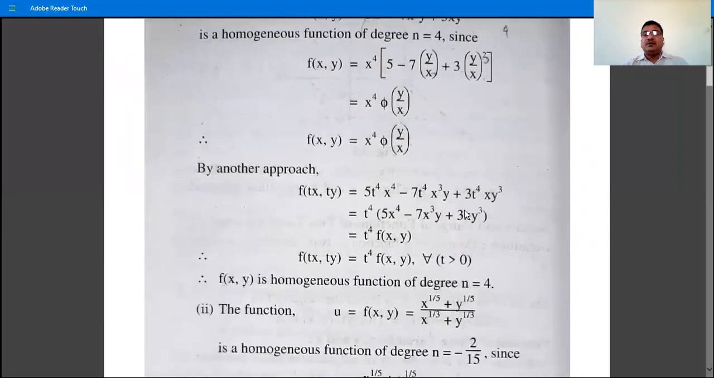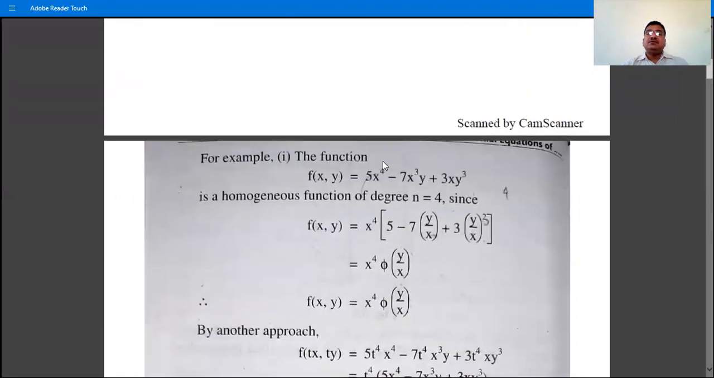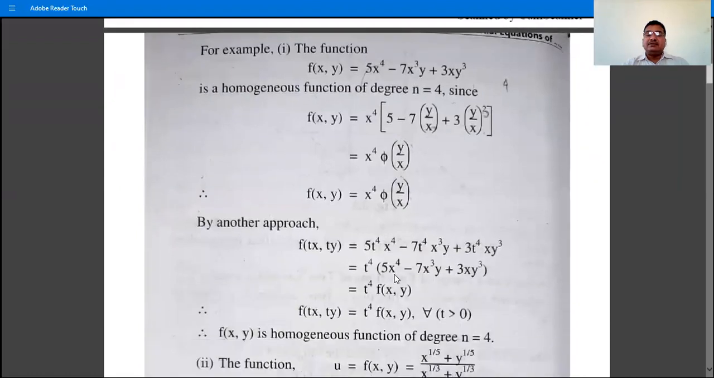So take t raised to 4 common. What we have is 5x raised to 4 minus 7x cube y plus 3xy cube. And this is f(x,y). What is f(x,y)? f(x,y) is this. So this bracket is f(x,y).